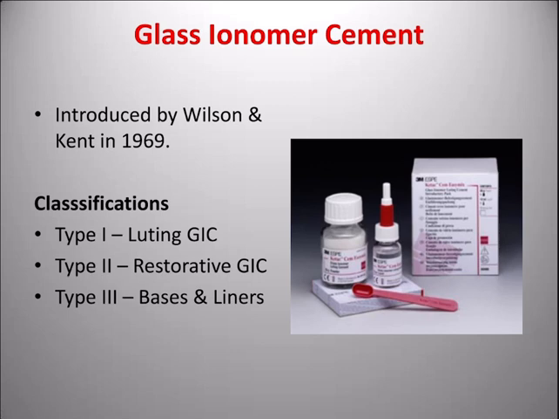But just keep in mind, type 1 luting GIC is actually for cementation. It can be for crowns, bridges, molar bands, etc. Type 2 is for restorative purposes. In general, for all the restorations, we use type 2 restorative GIC. And type 3, as I told, is a base and liner. It can be used as a base or a liner based on the thickness of the material. So these are the three functions, or the broader classification, of your glass ionomer cement.